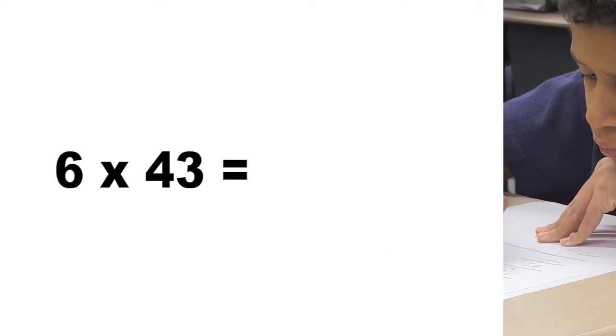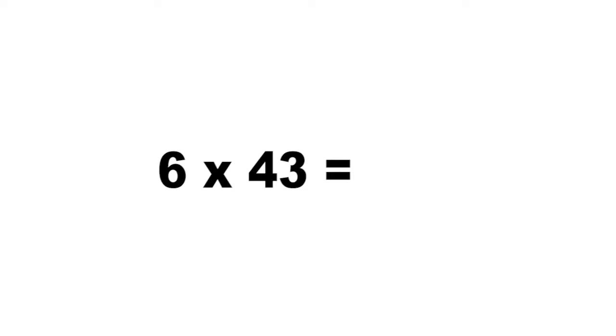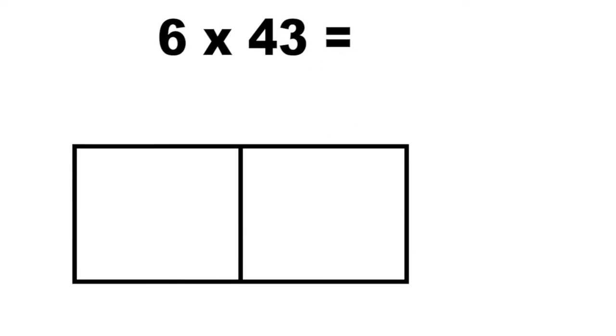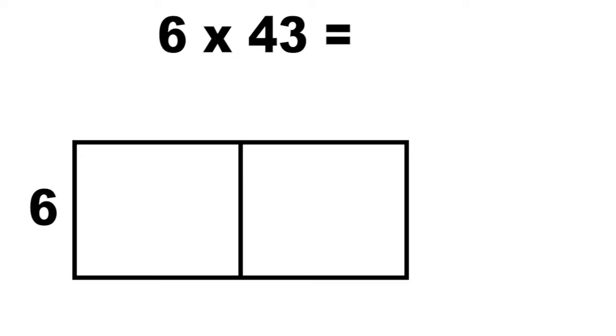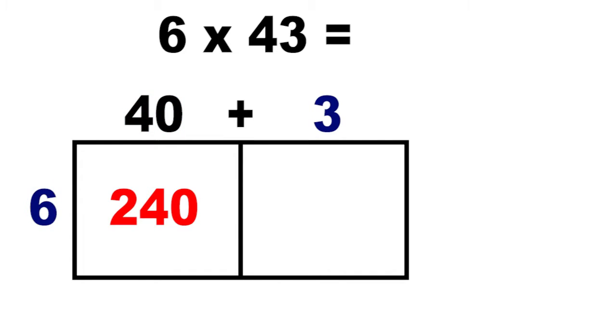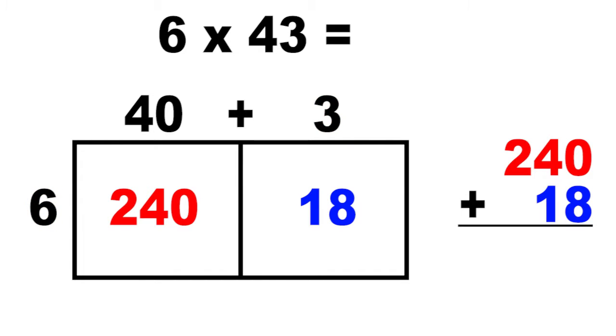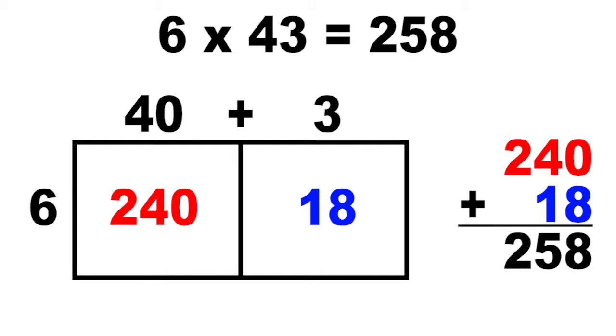We are going to start by multiplying 6 times 43. We can illustrate this using the area model. Let's place 6 on one side and 40 and 3 on the other side. First, we multiply 6 times 40 to total 240. Then we multiply 6 times 3 to total 18. Then we add the two products together to find the total area. 240 plus 18 equals 258. The area of the rectangle is 258, so 6 times 43 equals 258.